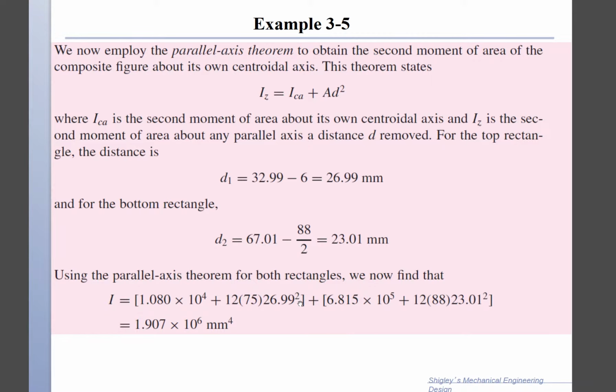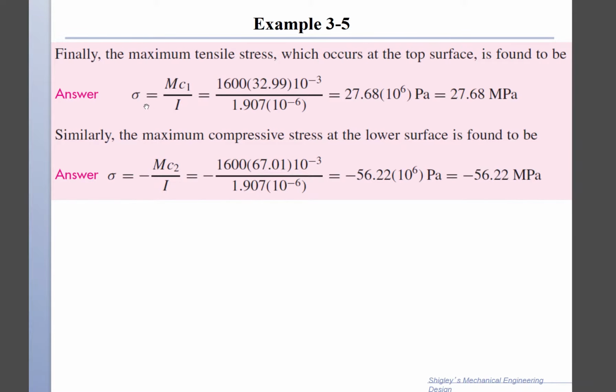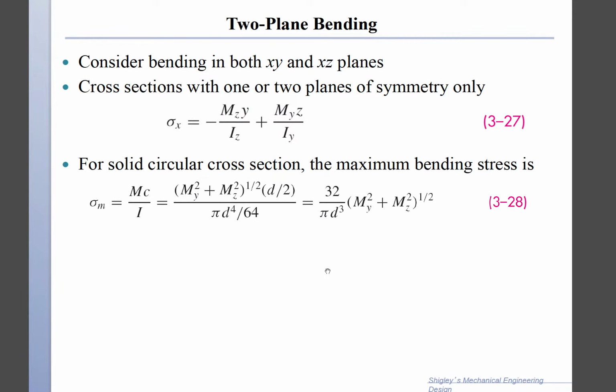Once I found the total sum, I can determine the stress to be Mc1 over I, where I is now the total, and that gives me 27.68. The compressive stress is minus Mc2 over I, and c2 is much larger, so you get a lot higher compression on the bottom surface. And that is the conclusion of that example.